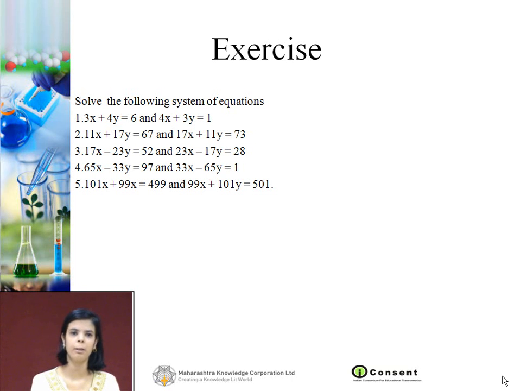Last one, 101x plus 99y is equal to 499 and 99x plus 101y is equal to 501.